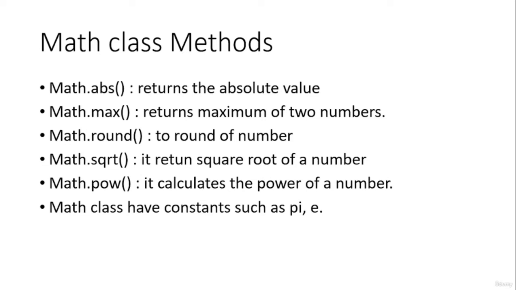Next method is round. round will do the rounding operation. It will round the particular decimal places and give you the particular value. Next is sqrt. The square root of the particular number will be returned after using the Math.sqrt function. Next method is power, pow. We can pass two values, the value comma the particular exponent value which we want to provide. So that will be Math.pow.